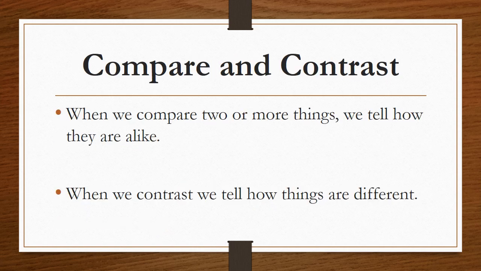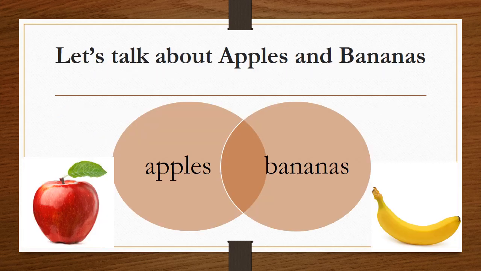Compare and contrast. When we compare 2 or more things, we tell how they are alike. When we contrast, we tell how things are different. Let's talk about apples and bananas. How are apples and bananas alike, and how are they different? Here we have a Venn diagram. And think about the ways that apples and bananas are different.